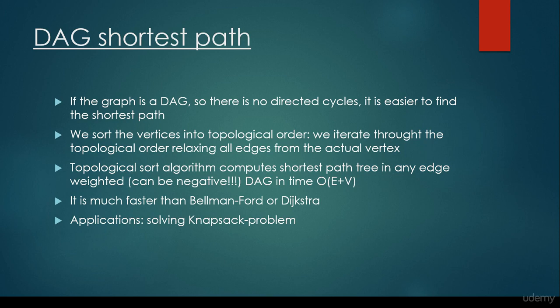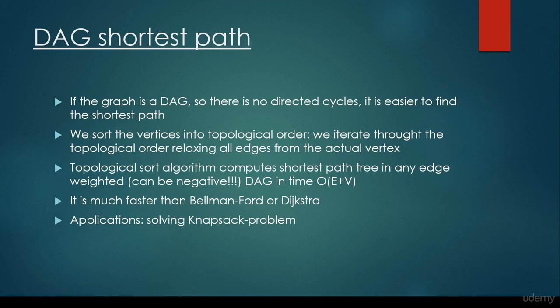We just have to sort the vertices into topological order. As you may recall, for topological sorting, we have to use depth-first search. So we iterate through the topological order, relaxing all edges from the actual vertex. So the topological sort algorithm computes shortest paths in any edge-weighted directed acyclic graph in linear time complexity, so O(E + V). As you may recall, Dijkstra's algorithm has the running time O((E + V) log V).